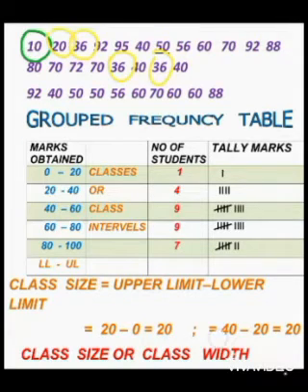Let us see one more thing. Consider the second class interval here, 20 to 40. In this, what is the upper class limit? 40. What is the lower class limit? 20. So 40 minus 20, which is equal to 20.